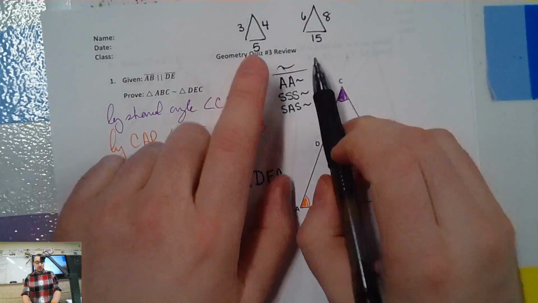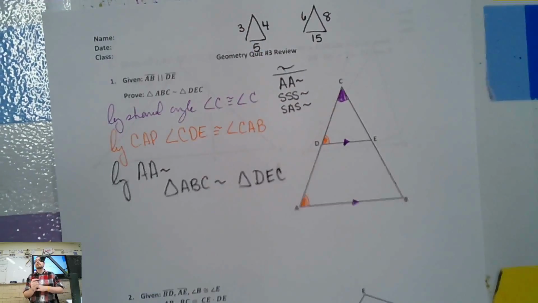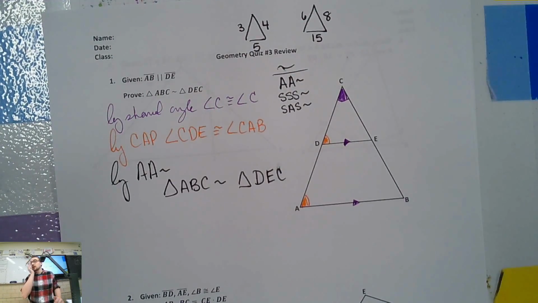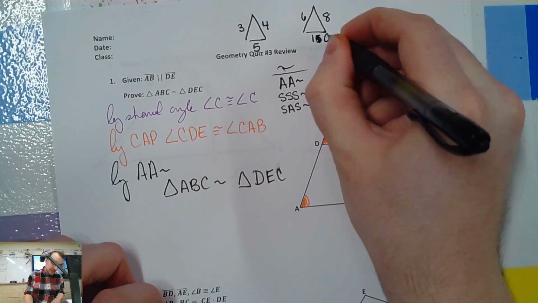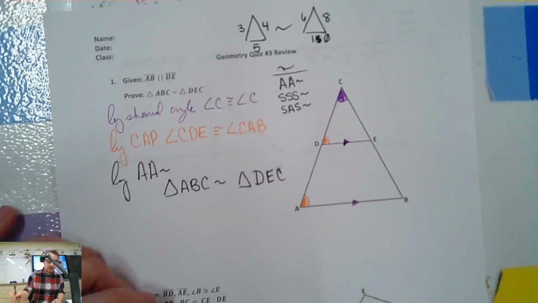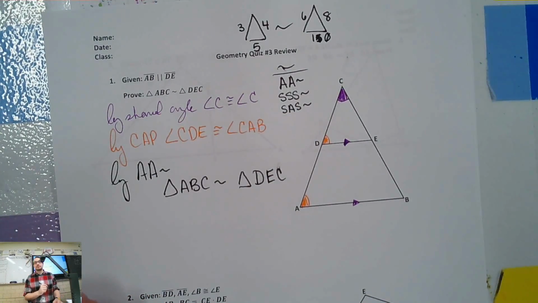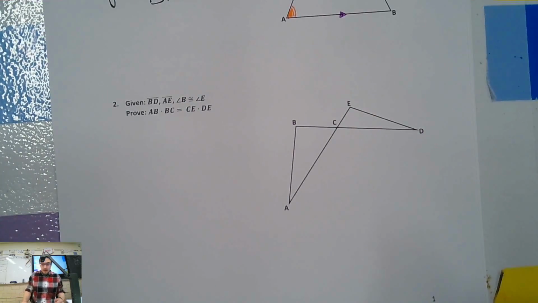It's not enough to say, oh, look, they all relate somehow: 3 to 6, 4 to 8, and 5 to 15. They do relate somehow. All numbers relate somehow. The fact is that they all relate the same way that makes them similar. So if that was a 10, then they would all relate the same way, half or double, depending on how you look at it. And so they would be similar by SSS, right? Cool. All right, 2. Wait, we proved it that fast?